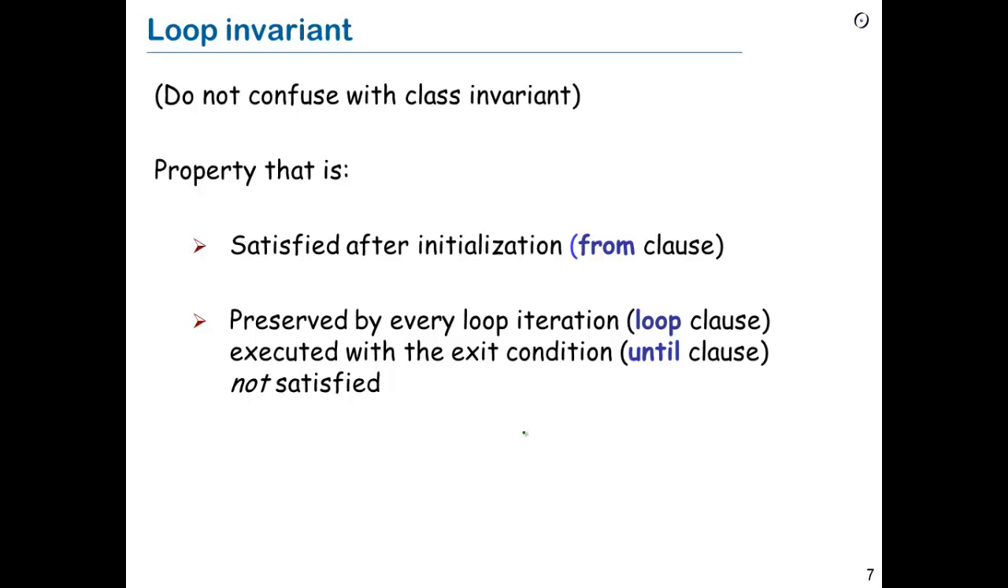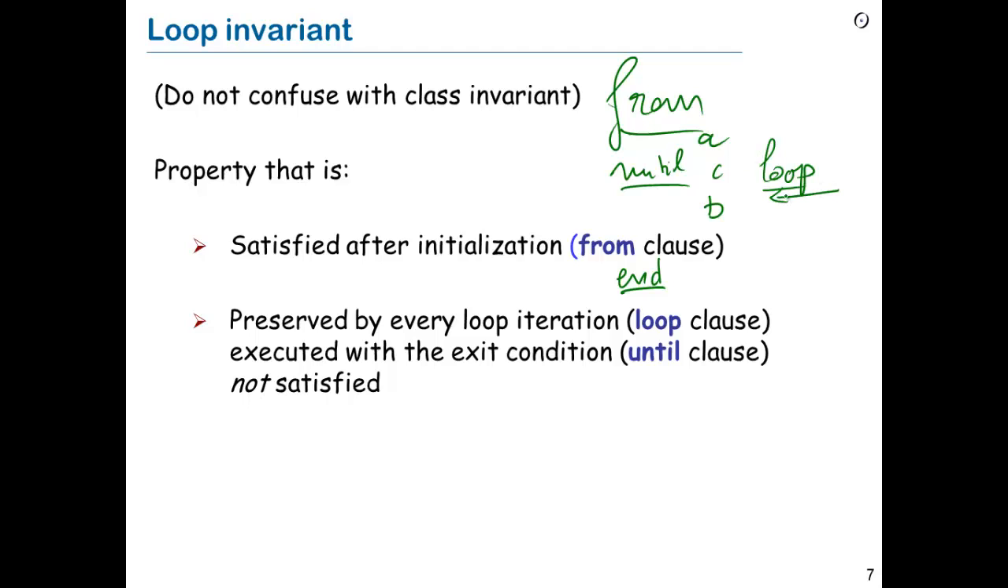It's a property that has to be satisfied after the initialization, in Eiffel the from clause, and which is such that it's preserved by every loop iteration. Preserve means that if it was satisfied before the execution of the body, if we have this loop from something until something loop something, let's call it B for body, then whenever the invariant is satisfied at position 1, the execution of the body must restore it at position 2. That's what we mean by preserve.